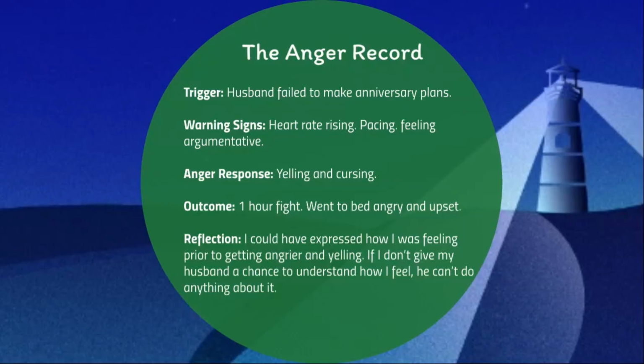And then you could reflect back on that and say something like, I could have expressed how I was feeling prior to getting angrier and yelling. If I don't give my husband a chance to understand how I feel, he can't do anything about it. And this anger record is going to be really important to use in the future because every time you have an anger incident, you can always go back and reflect on it.